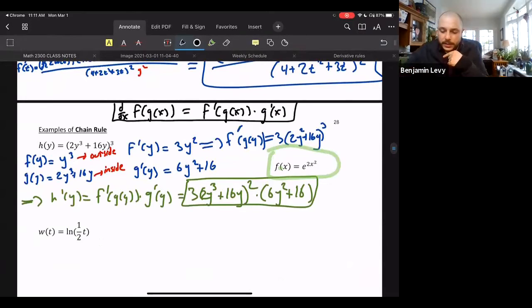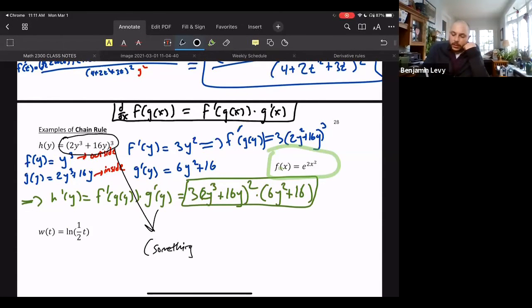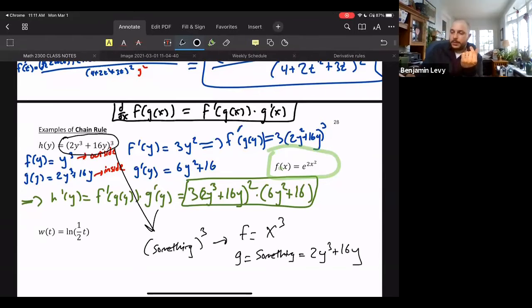We recognize this example. I'm going to make a couple notes down here. We recognize this as something being cubed. That made me think, okay, there's something on the inside and it's being cubed. That's what made us realize that the outside function is x cubed and the inside function would be what the something is. In this case, it's 2y cubed plus 16y, right? So thinking about the two separate things, what's inside what, and then you differentiate them separately.